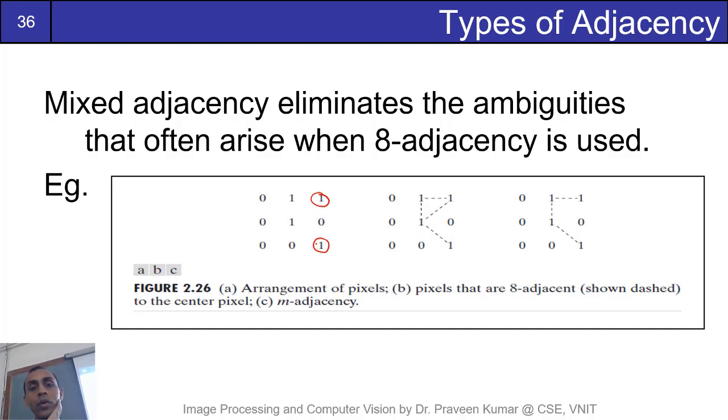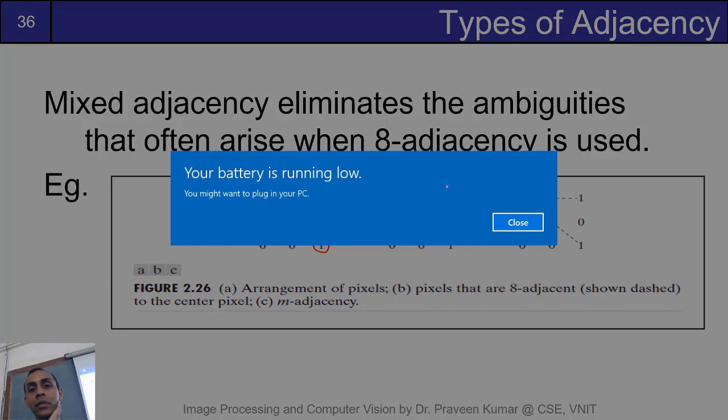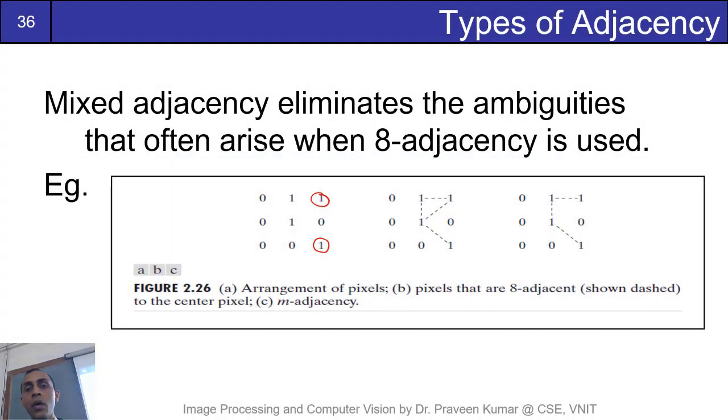If you want to go for an eight connected path, we can go from here to here, or, with eight connectivity, this is also an eight connected neighbor, this is also an eight connected neighbor. So either we can take this path or we can take that path. So we have more than one possible eight connected path. In this case, if we want to avoid this ambiguity, we can go for an M connected path. So in that case, we'll only go for M adjacency.